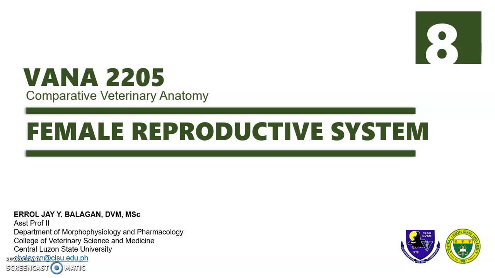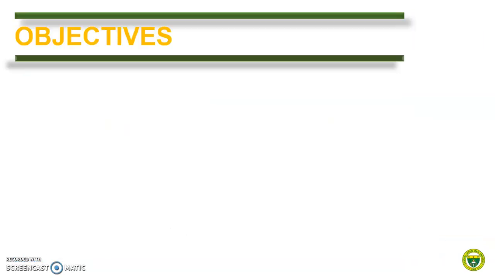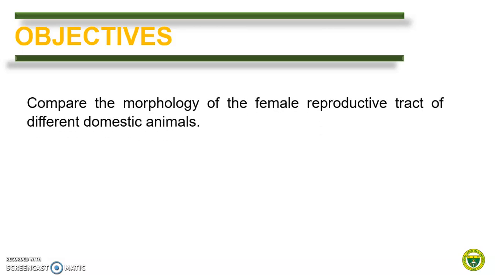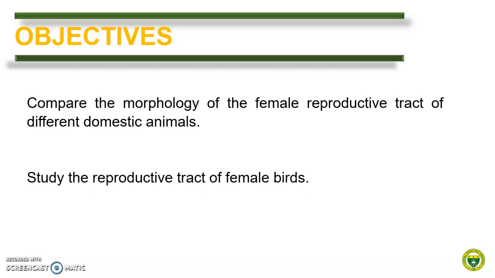Welcome to Module 8. In this part of the lecture, we will compare the organs associated with the female reproductive system of the different domestic animals. At the end of this presentation, each student should be able to compare the morphology of the female reproductive tract and study the reproductive tract of female birds.